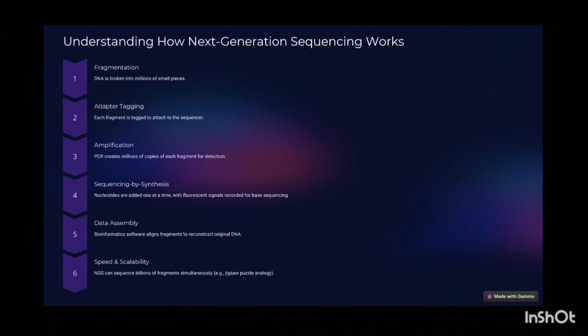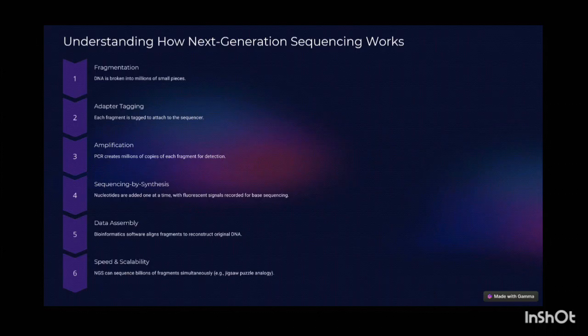Once the DNA is attached to the sequencer, the fragments are amplified using polymerase chain reaction. This step creates millions of copies of each fragment so that the sequencer has enough material to detect. Think of it like making multiple photocopies of a document to ensure each page is clear and reliable.